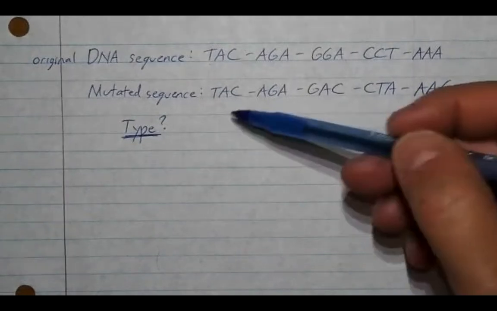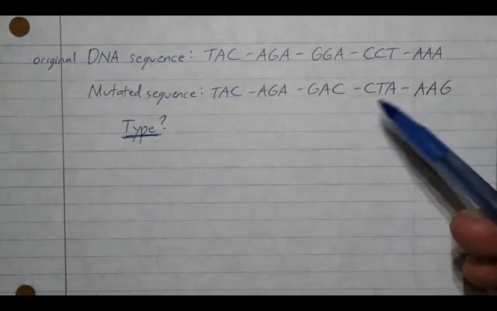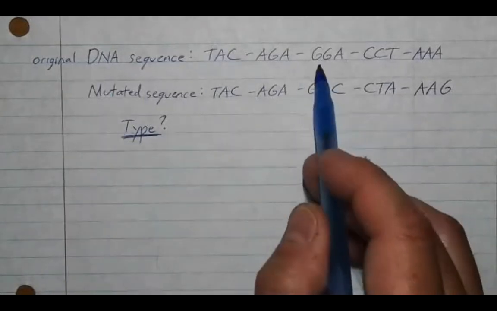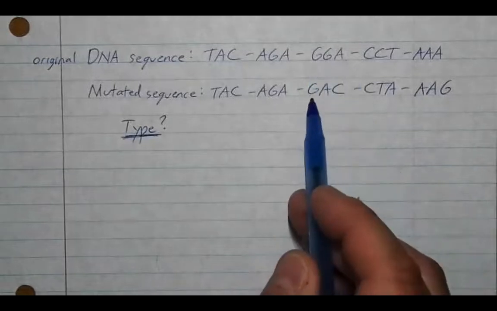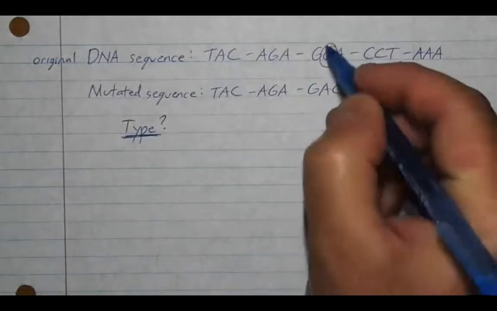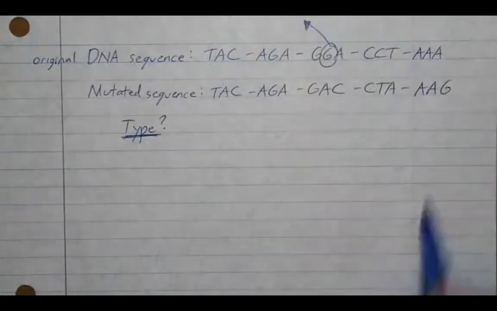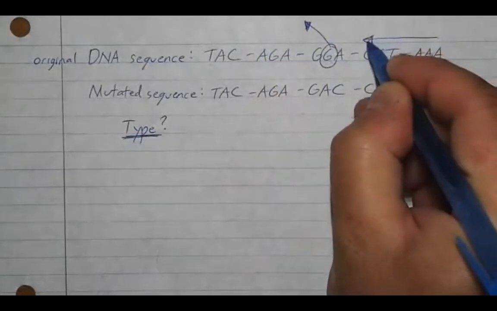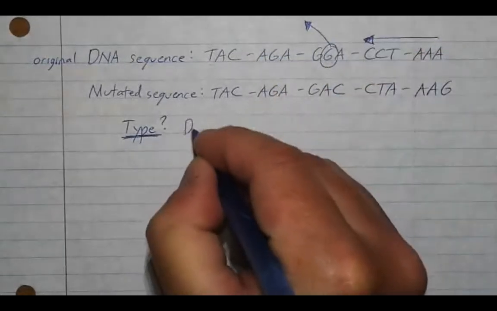Probably because when it shifted to the left, a new one came in. So if it shifted to the left, that means I must have lost something. Yes, here I have 2 G's, here I only have 1. So this G took off. So when something takes off and the whole thing slides that way, what is that? That's a deletion.